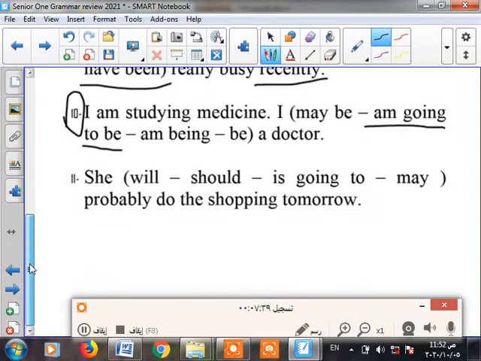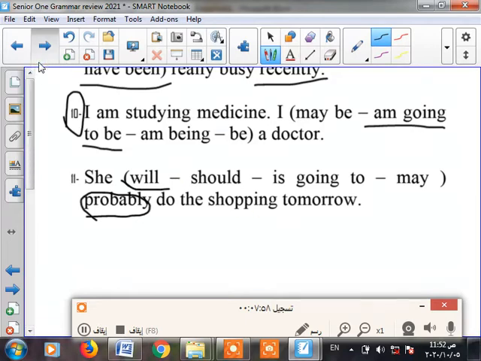Sentence number 11. She does probably do the shopping tomorrow. Here you have the word probably, and the word probably is one of the keywords of the word will. So whenever you find probably, maybe, perhaps, it's possible, and so on, you're going to use the word will. So, she will probably do the shopping tomorrow.